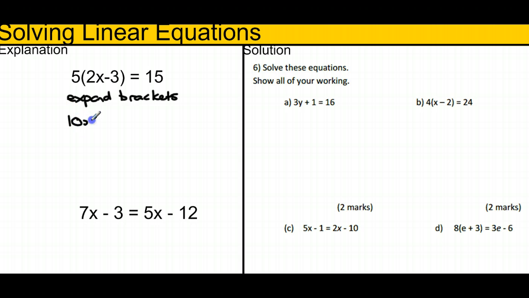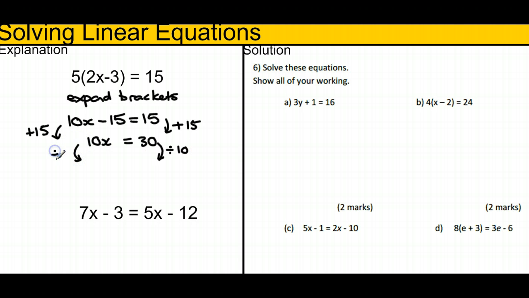5 times 2x will give us 10x, and then 5 times negative 3 gives negative 15. Now we can start doing the same thing to both sides, so we can get the x by itself. So I'm going to undo the take away 15 by adding on 15 to both sides. And if we do that, it will cancel out the negative 15, but we need to remember to do the same to the right hand side. We're then going to divide by 10, because 10 lots of x is 30, so if we divide by 10, we're just left with what one lot of x is, which is 3.